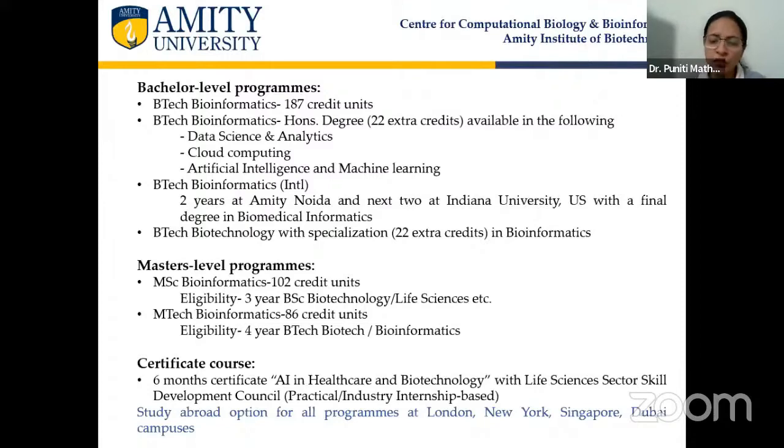A very attractive option that Amity University offers is a study abroad program. The study abroad option is available for all programs, whether it is a bachelor program or a master's program, and is open to all students at various campuses of Amity in London, New York, Singapore, and Dubai. Because Amity has campuses in all these places, students from any program, if they wish, can choose to study abroad for a few months.